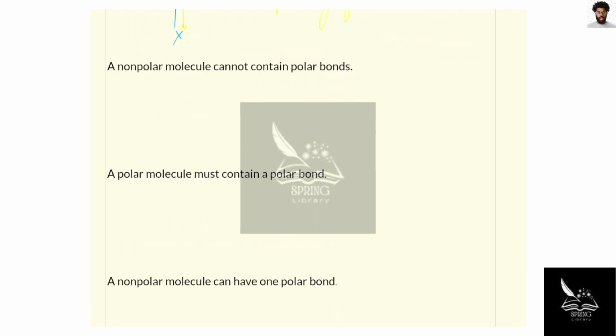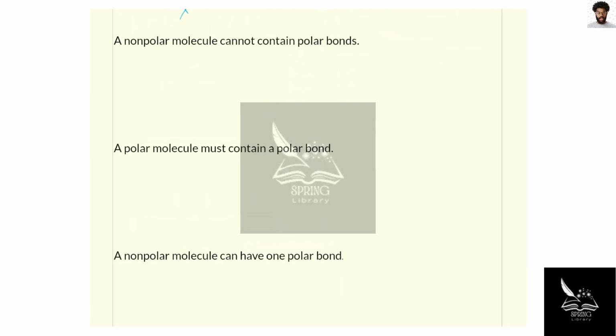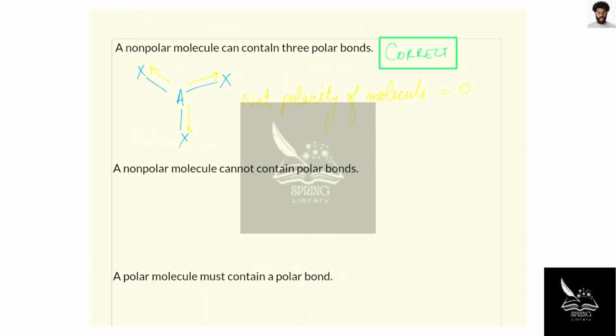Now moving on to the second one, which says that a non-polar molecule cannot contain polar bonds. This is incorrect, because we have discussed that it can have polar bonds, just the net polarity should be 0 for it to be a non-polar compound. So this statement is incorrect, and this is the answer for the second part of the question.